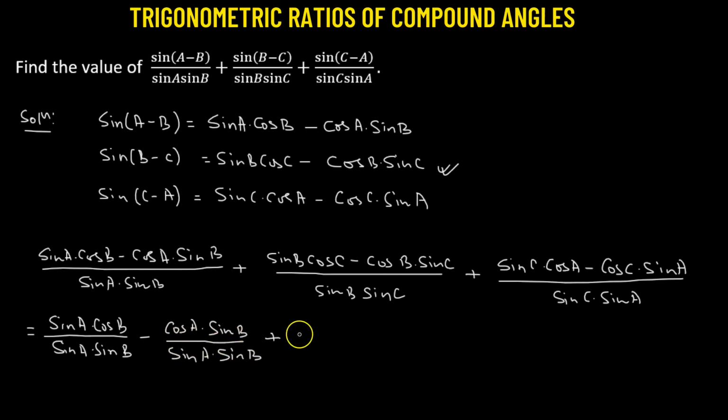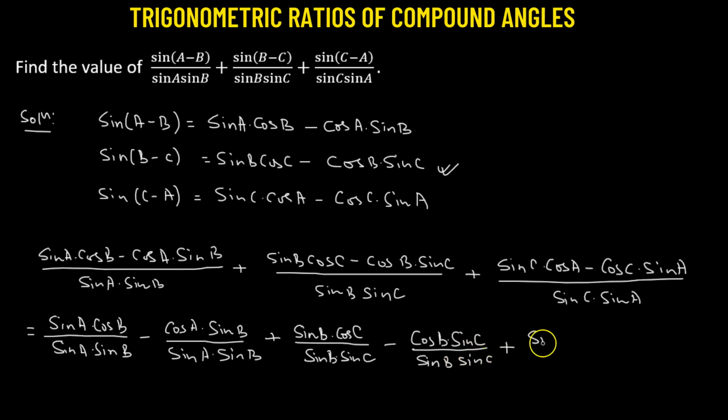Right. Similarly, coming to the second term, we're going to take sine b times cosine c, divide it by sine b multiplied to sine c minus cosine b times sine c, whole divided by sine of angle b times sine of angle c, plus then we have sine of angle c times cosine of angle a divided by sine of angle c times sine of angle a minus cosine of angle c times sine of angle a, whole divided by sine of angle c multiplied to sine of angle a.